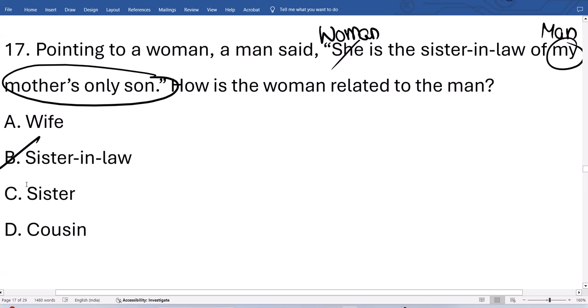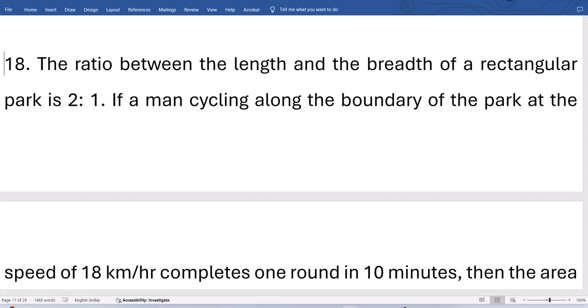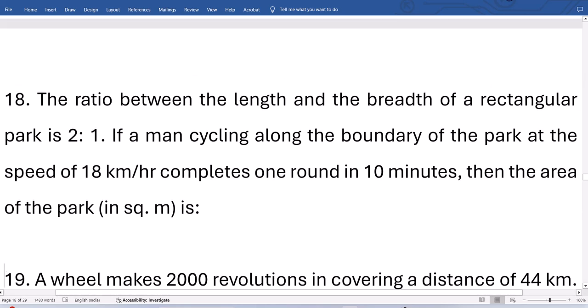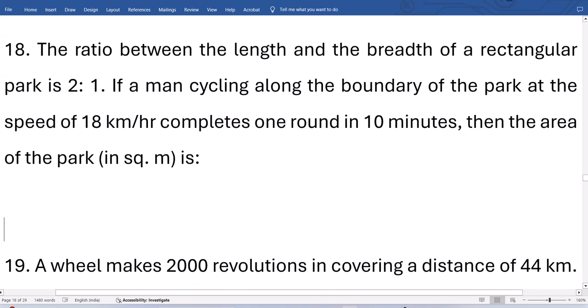Initially, when we think about sister-in-law, it means wife's sister, husband's sister, or brother's wife. Three things are there. How can we map? But here we directly got it. No need to map, we directly got the info. Now fill the blank, that's why it is the safe side.